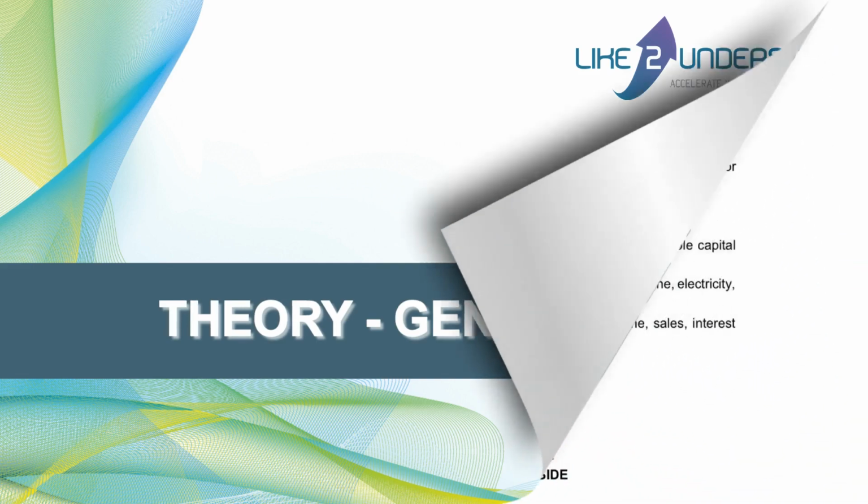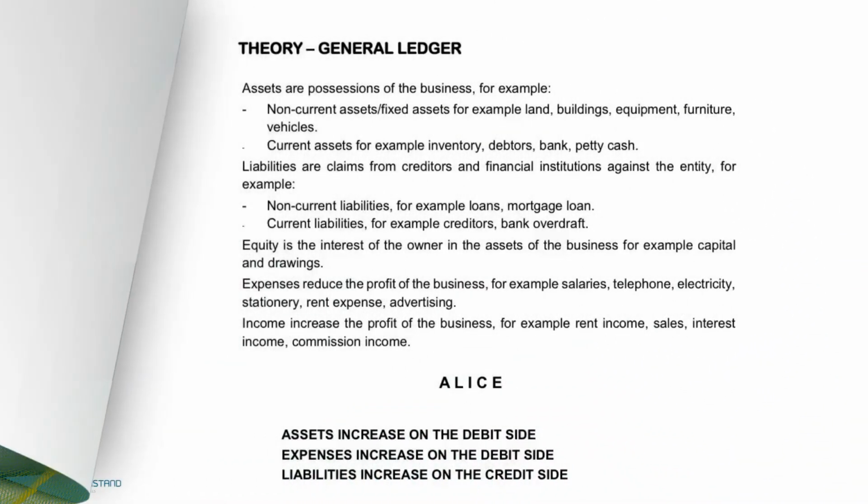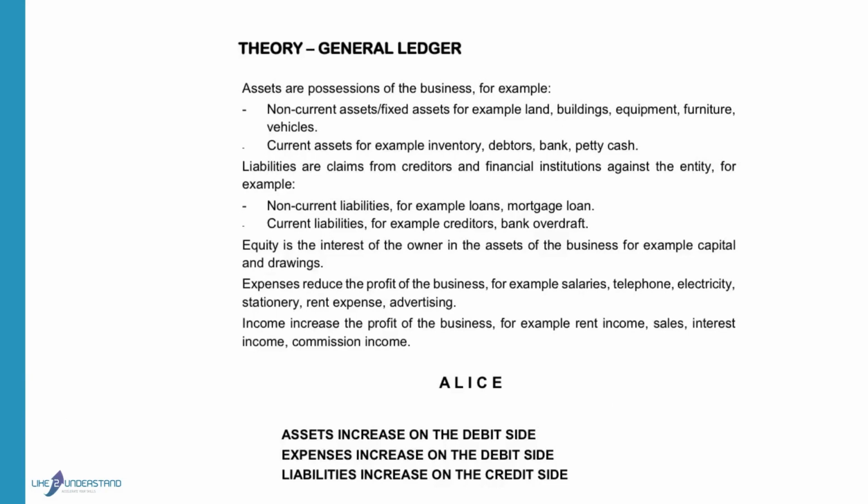Good morning. We will pay attention to the theory of the general ledger today. Assets are possessions of the business that will cause the inflow of money in the future. Assets are divided between non-current assets and current assets. Non-current assets will be used for a very long time and will not change within the next 12 months. For example, land, building, equipment, furniture, vehicles.